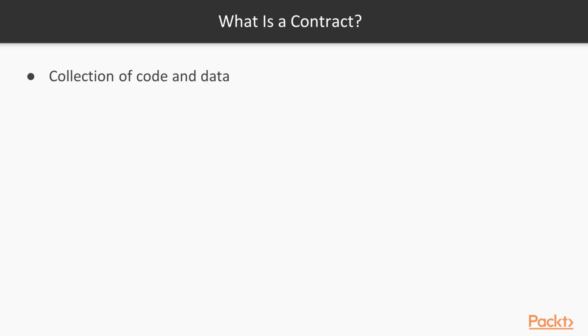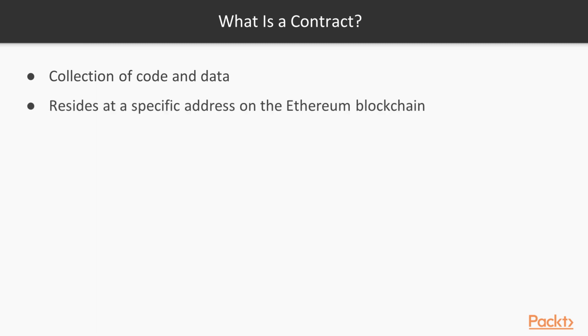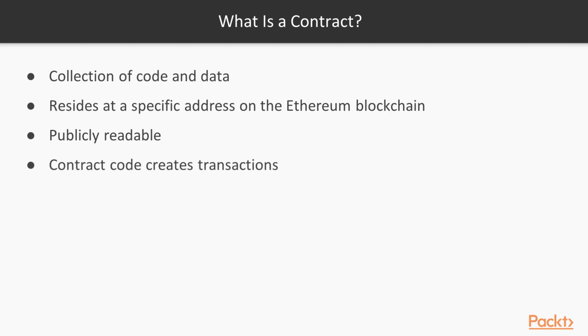A contract is a collection of code and data that resides at a specific address on the Ethereum blockchain. If you struggle to visualize what a blockchain is, think of a globally shared transactional database. This means that everyone can read entries in the database, and you can change the contents of the database with transactions. The code in your contract creates those transactions.